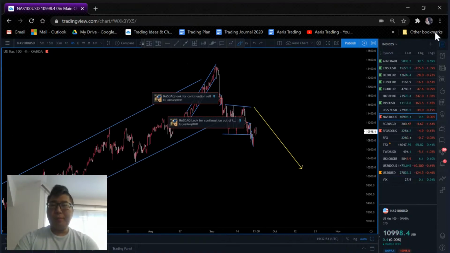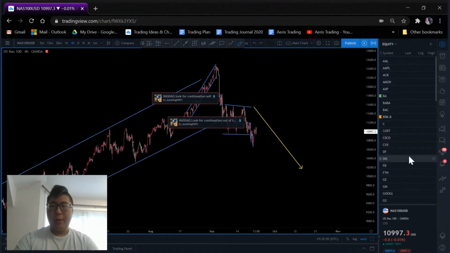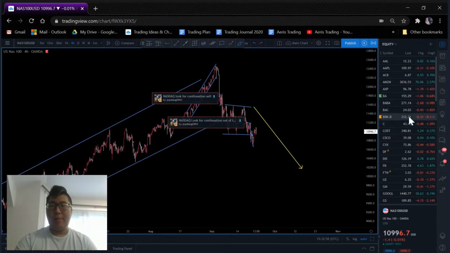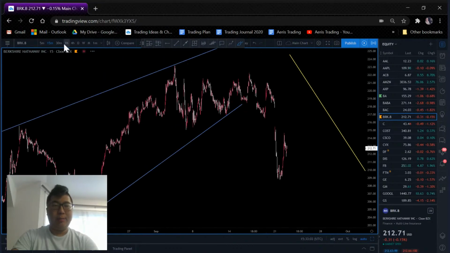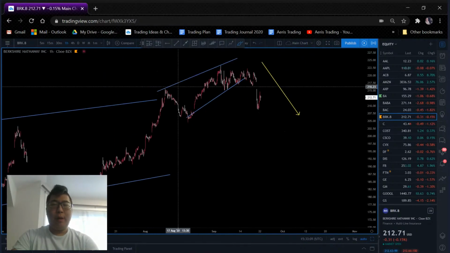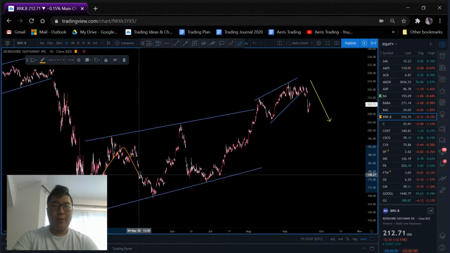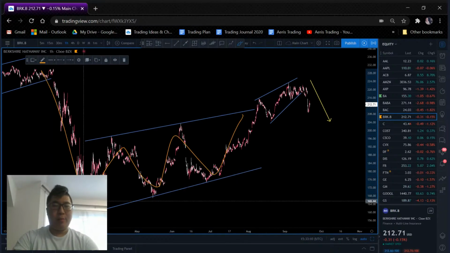So moving on to a few equities that I'm looking at that are bearish. I mentioned this Berkshire Hathaway 2 weeks ago as well, waiting for a breakout, because this is a larger kind of continuation structure for this bearish move.